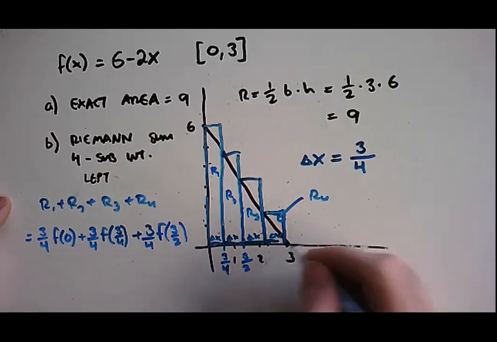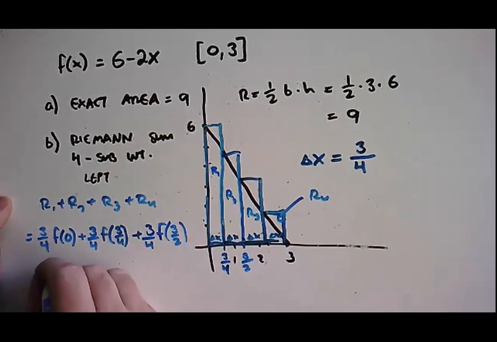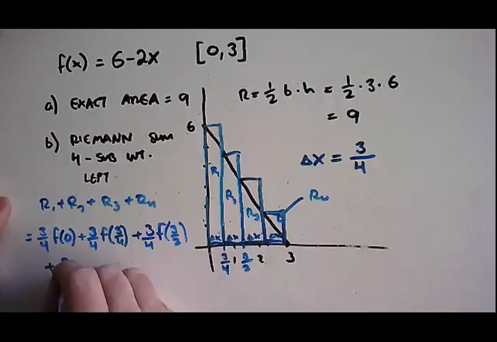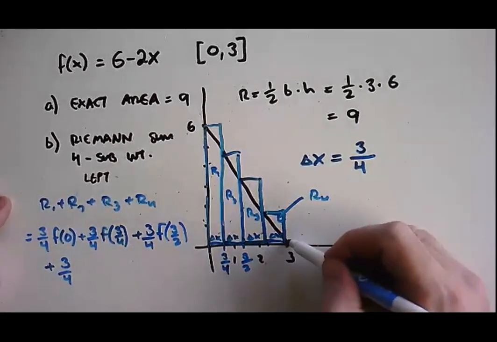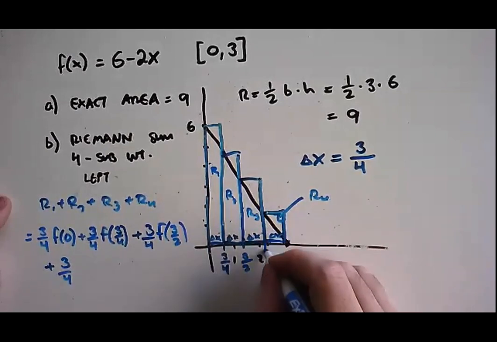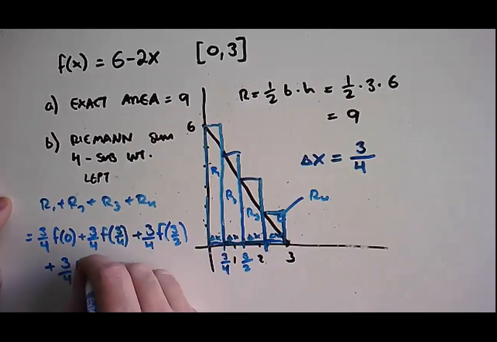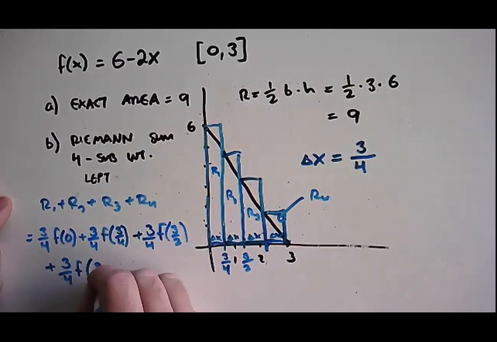All right, so my fourth rectangle also has width 3/4, and it has height f of whatever this point is here. Well, let's see. We've gone 3/4 plus another 3/4 plus another 3/4. That would be 9/4. So f of 9/4.